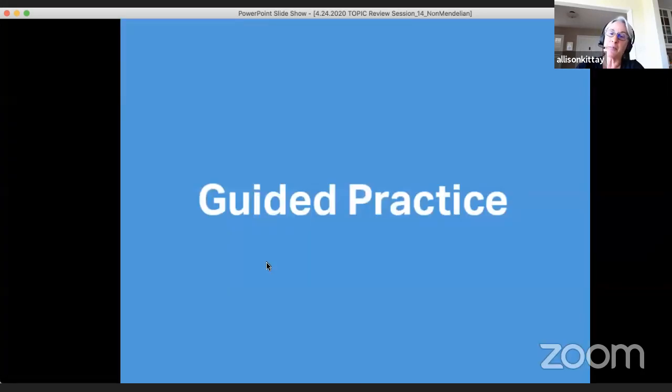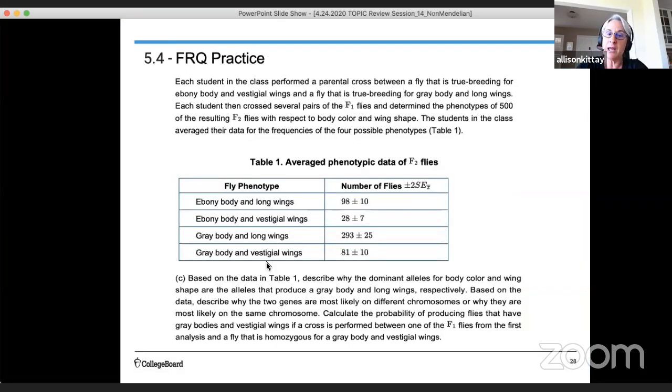Okay, so let's get some practice with these concepts. The first one, and I know these take a lot of reading, I'm going to go through this, then I'm going to give you the answer in words, and then I'm going to show you in some diagrams as well. So what you're looking at is a data table of the phenotype of some F2 flies. Let's look at who was crossed. Each student in the class performed a parental cross between a fly that is true breeding for ebony and vestigial wings, and a fly that is true breeding for gray and long wings.